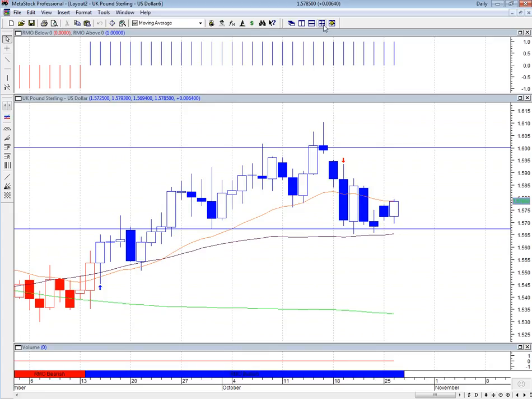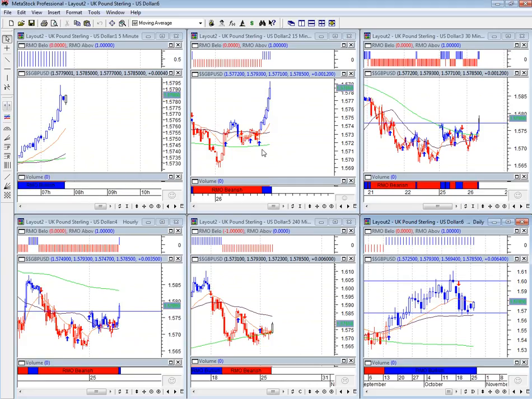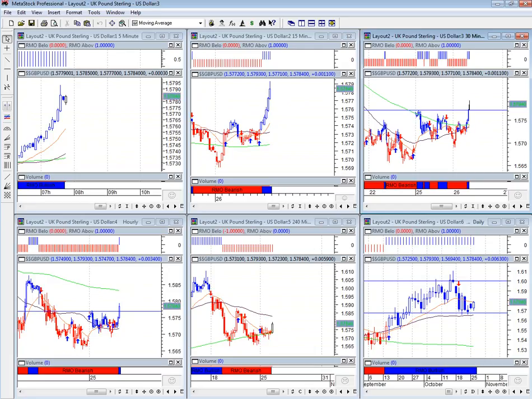Okay, so factor that all in, guys. Look at 1585 as a possible ceiling at the moment. A close higher than that today would obviously definitely see some more upside movement.